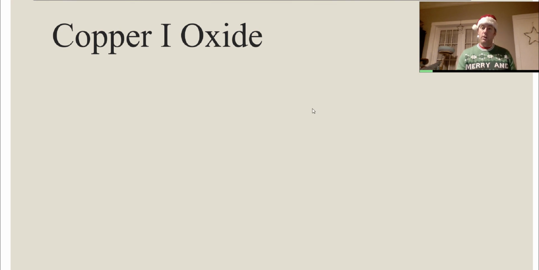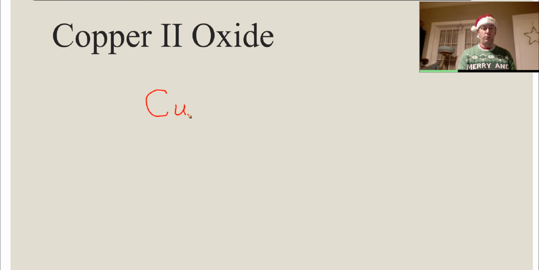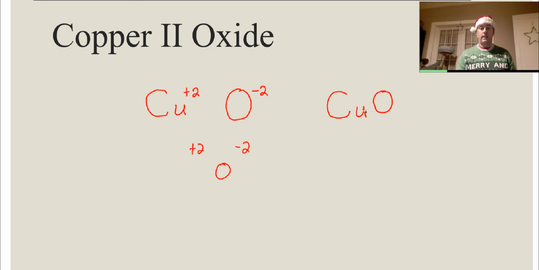Now, we know there's another form of copper. We could have copper 2 oxide. That means copper has lost 2 electrons, so it has a positive 2 charge. Oxygen has a negative 2. Positive 2, negative 2, that adds up to 0. That's a perfect match. Copper has 2 to give. Oxygen has 2 that it needs to complete its octet. So the formula for copper 2 oxide is CuO. So again, we need to not look at quantity. Don't get distracted by those numbers there.